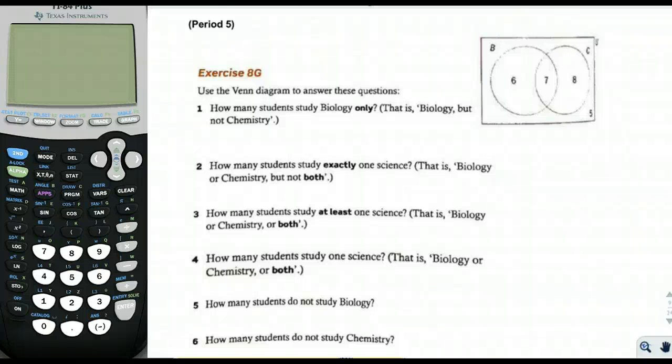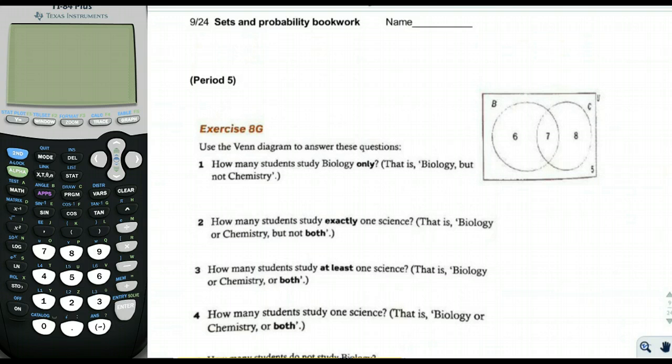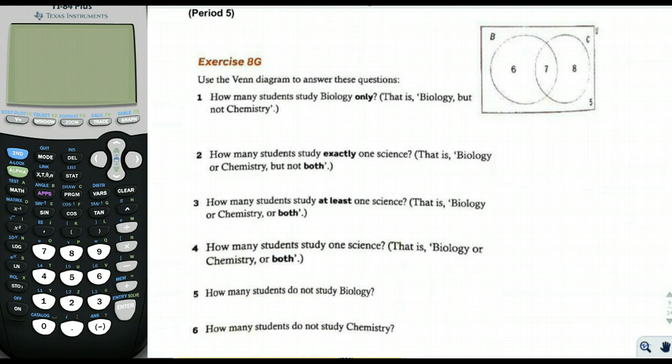Okay, this is page 9 and 10 of the sets and probability problem set. Use the Venn diagram to answer these questions. How many students study biology only? That means biology, not chemistry. So biology is B, C is chemistry. Biology only, that would be, but not chemistry. So we can't include the 7 people that study chemistry, only the 6 people. So the answer would be 6.